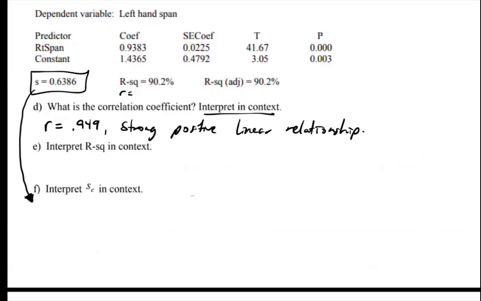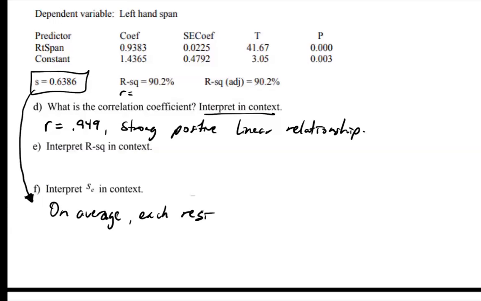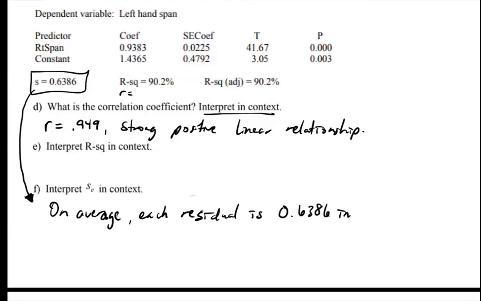Okay, so that one's going to say 0.6386. On average, each residual is 0.6386 inches away from the predicted.